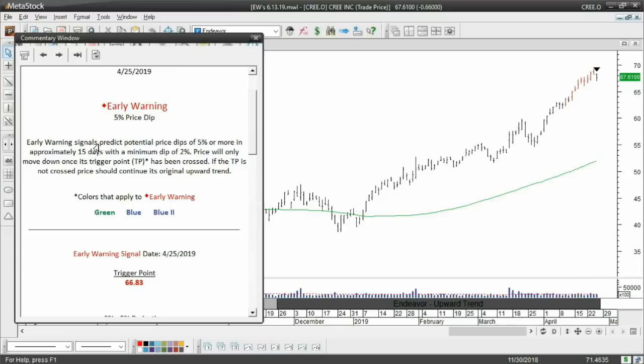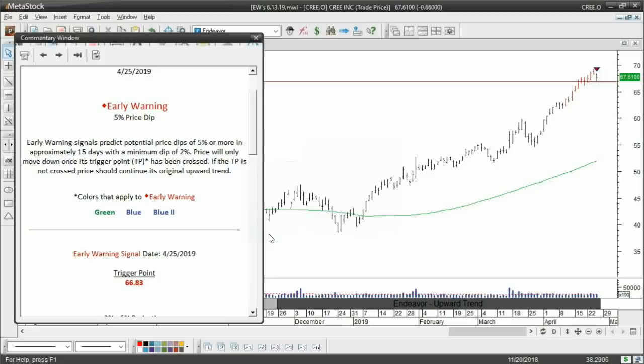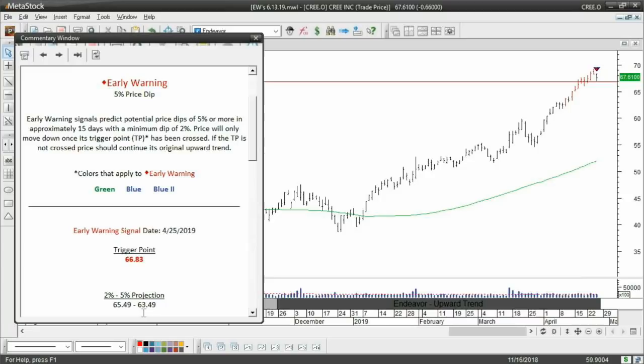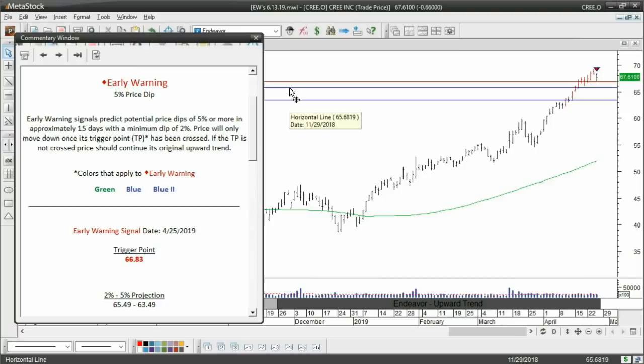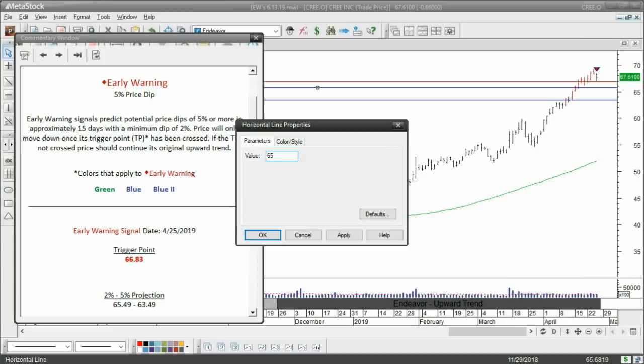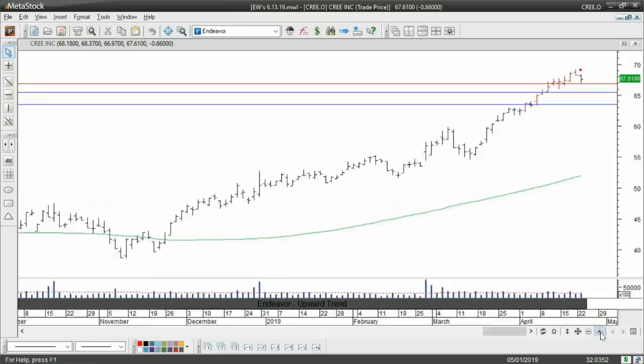Trigger point is 66.83. We'll make our trigger point red, 66.83, okay. Our 5% projection here is 63.49. I'll place that line, 63.49, okay. And I'll place our 2% projection as well. Okay, so we only jump in this trade then if we cross our red line, our trigger point.